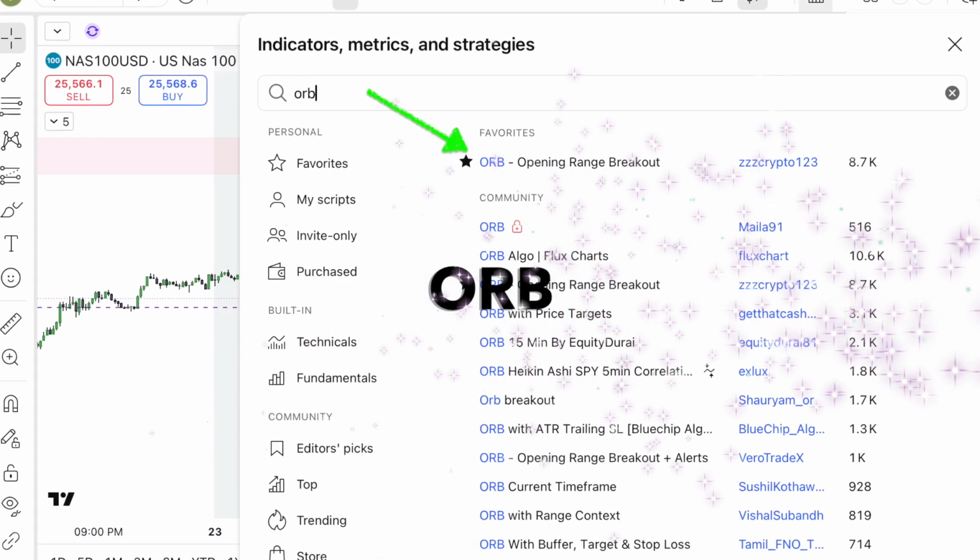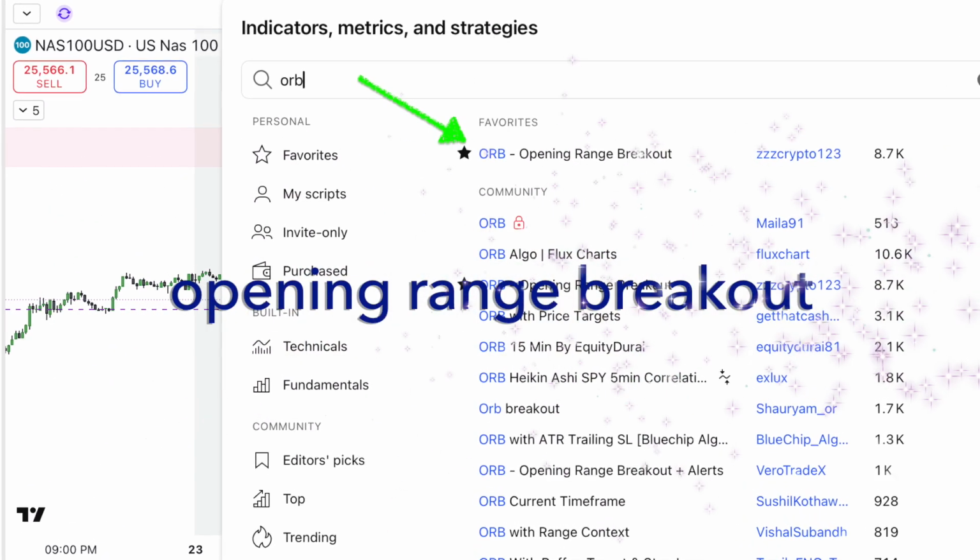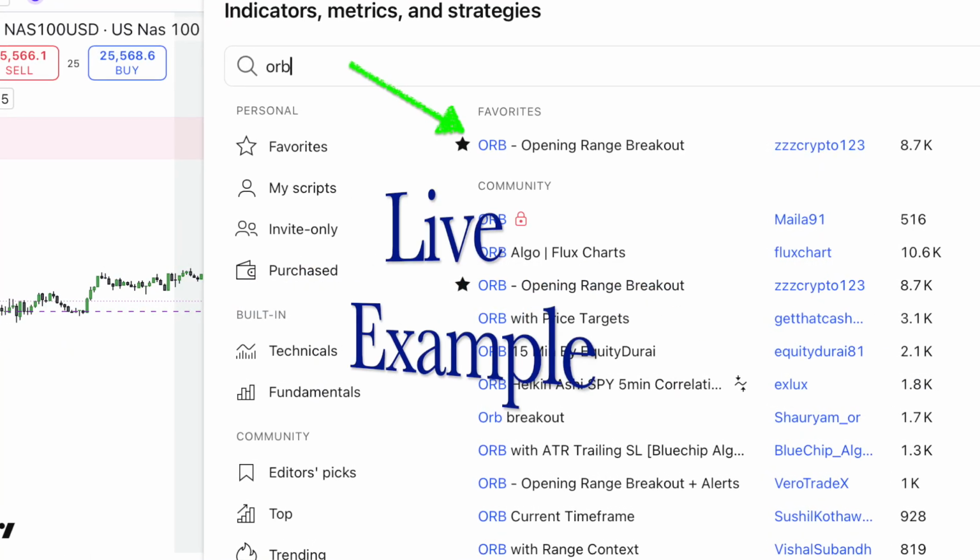Have you tried this tool, the ORB, Opening Range Breakout? Let's try it together. There'll be a live example at the end.